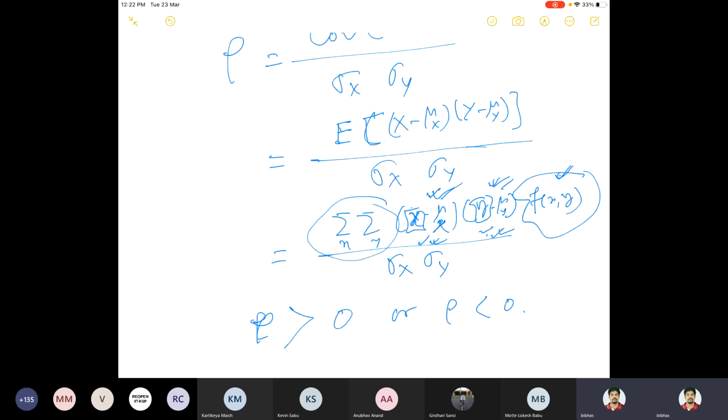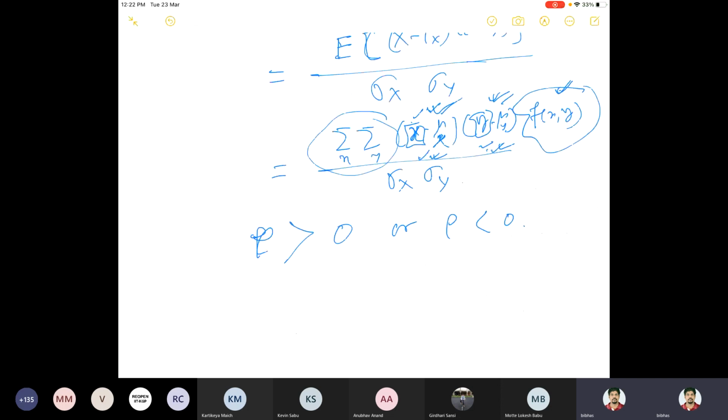So that means what is happening is x is changing. Let's say I have something like this for x. Suppose this is some mu x, so the values of x are here. Similarly I can have something here, and let's say this is mu y and these are the y values. It will be positive if x minus mu x is increasing and y minus mu y is also increasing. So both are positive.